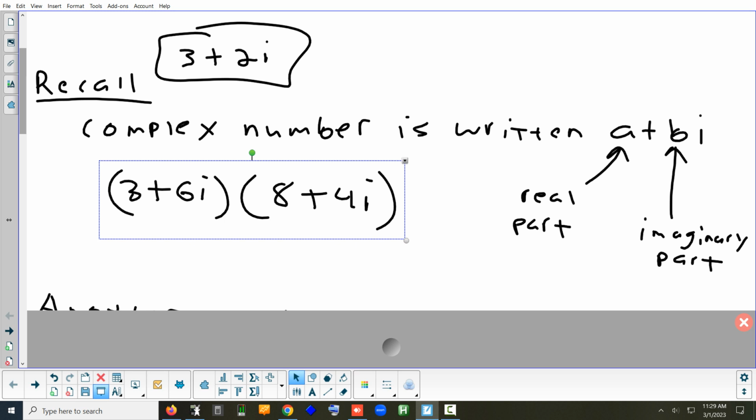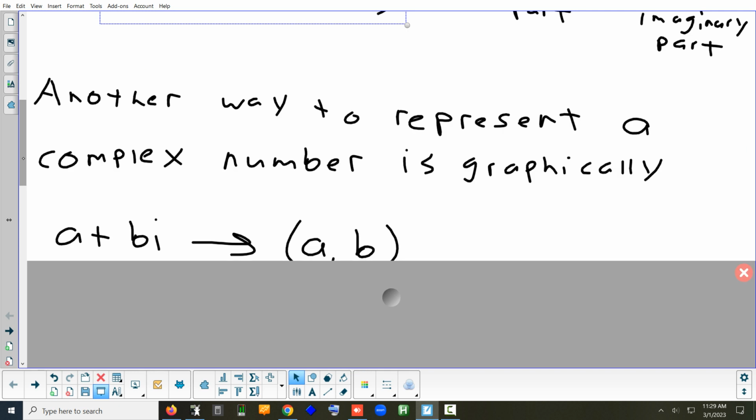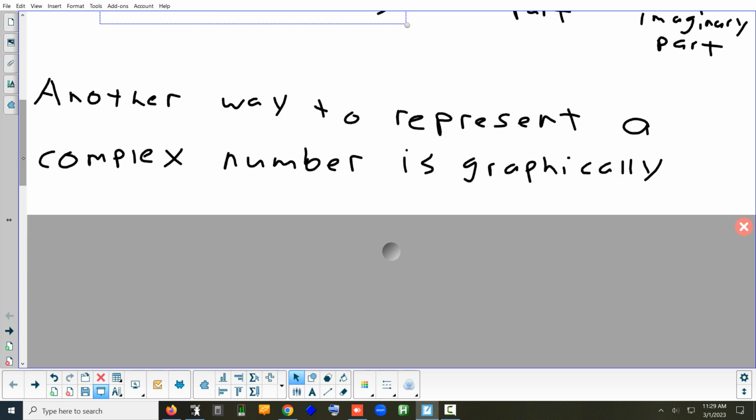multiplication and division. Addition and subtraction are already pretty easy, because if you're just going to add those together, that's pretty easy: 3 plus 8 and then 6 plus 4. You're done. But multiplication and division was always kind of cumbersome in standard form. It's doable, but there's a much better way, and that's called trig form.